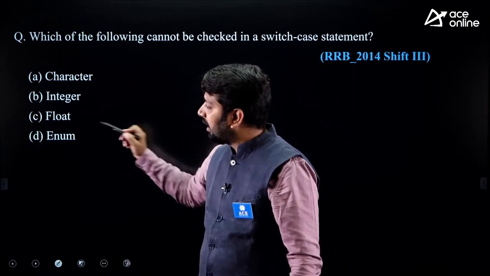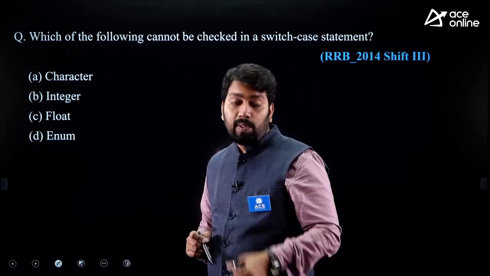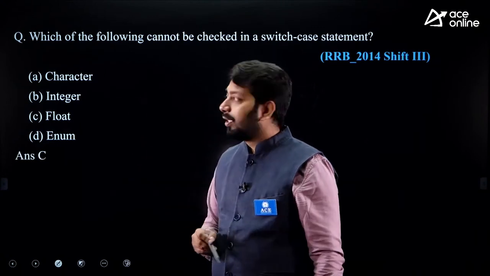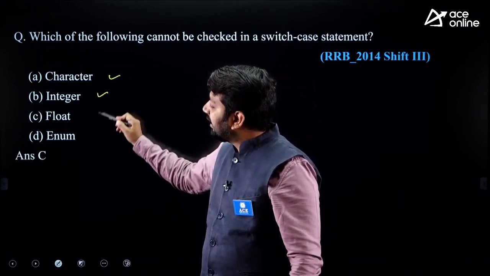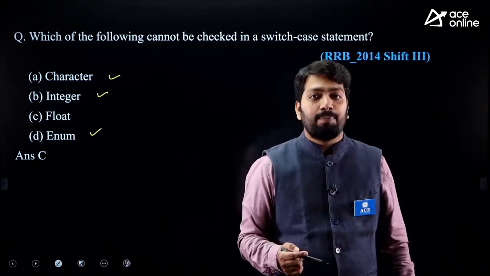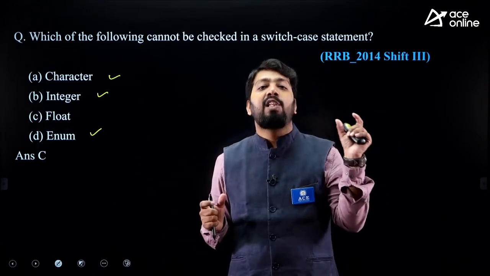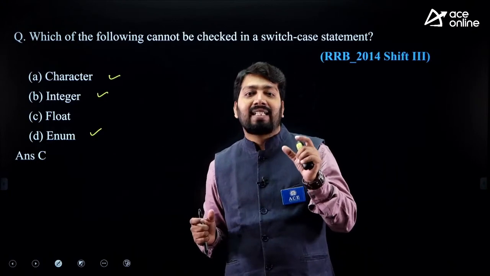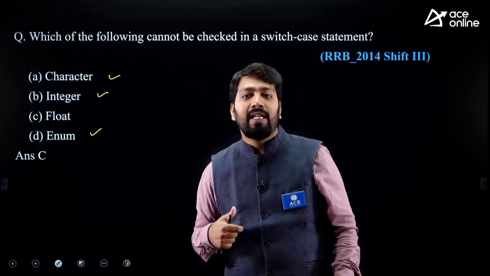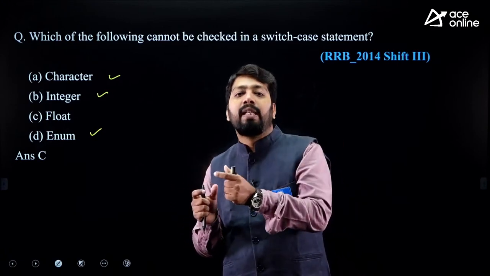Character, integer, float, enum. Now you might be thinking only integer can be checked in the switch, so the answer should be integer. No, the answer is float. Look, character, integer and enum are all integral data types. Character is associated with the ASCII value of any character, and an ASCII value is nothing but an integer. Enum is also an integer value, where you associate some integer number to some name.